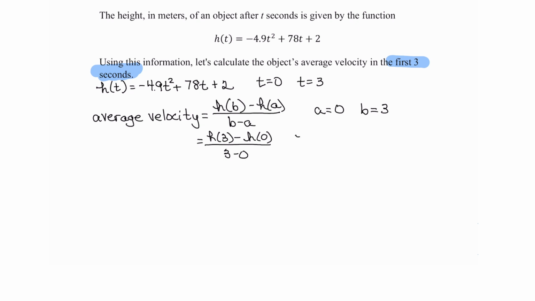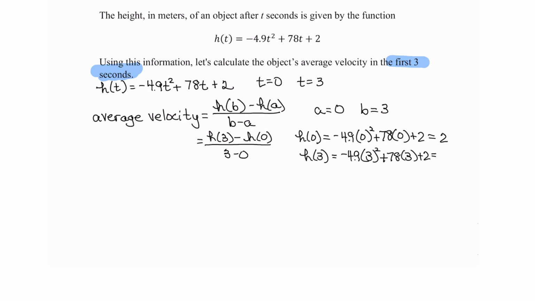Now calculating h of 0, we're going to go to our height function, take out the t's, and put in 0 instead. So negative 4.9 times 0 squared plus 78 times 0 plus 2 gives me 2. And h of 3 is negative 4.9 times 3 squared plus 78 times 3 plus 2, which gives us 191.9.